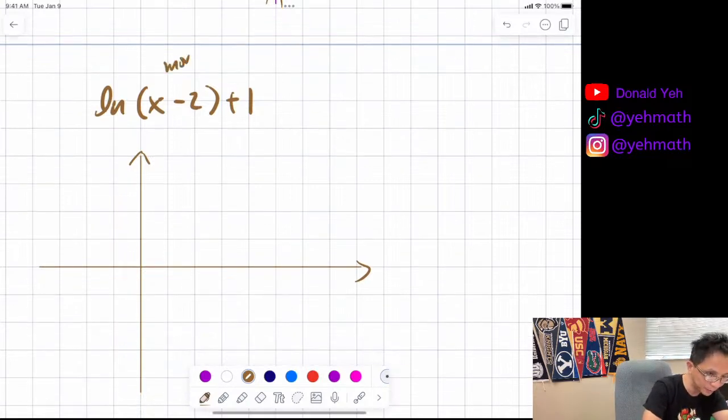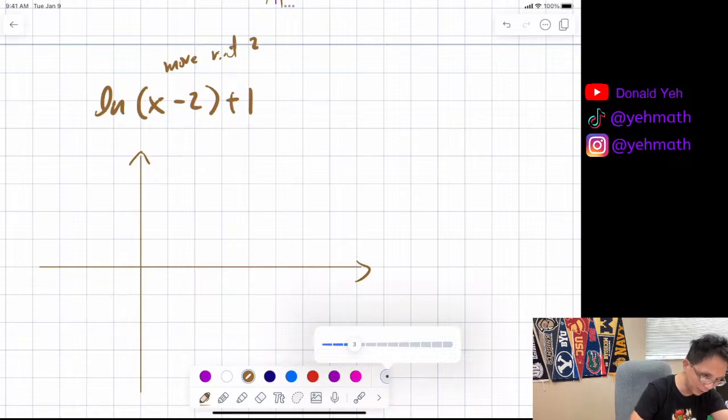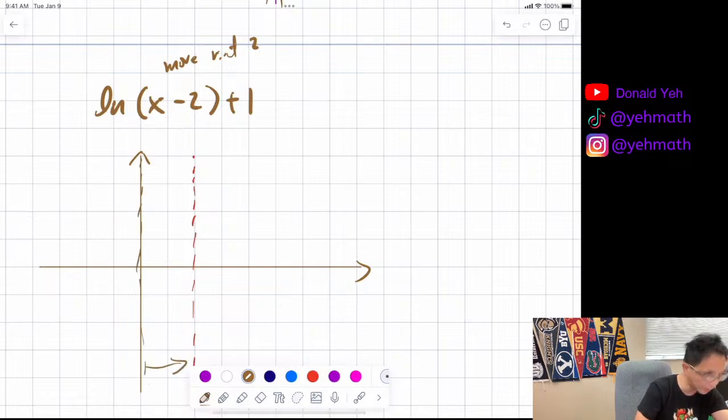This moves right 2. What does it mean to move right 2? Originally, natural log is right here at x equal to 0, but it's moving right 2, so it's going to go from here to here. That is the vertical asymptote: x equals 2, right 2. Your anchor point started here before, but it's moving right 2 and up 1. So your graph is going to be like this.